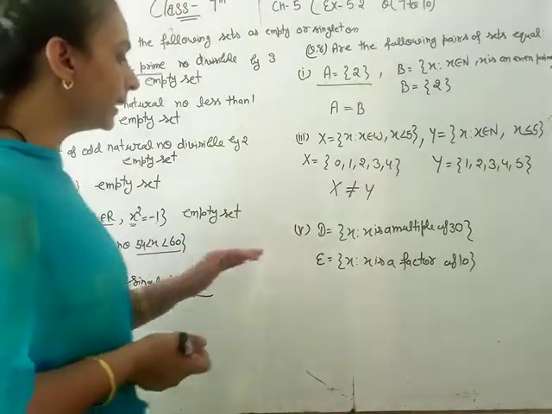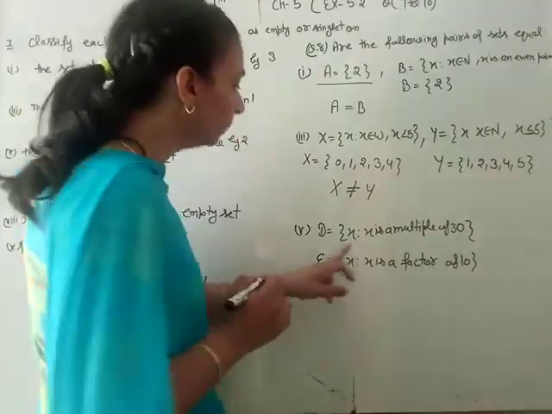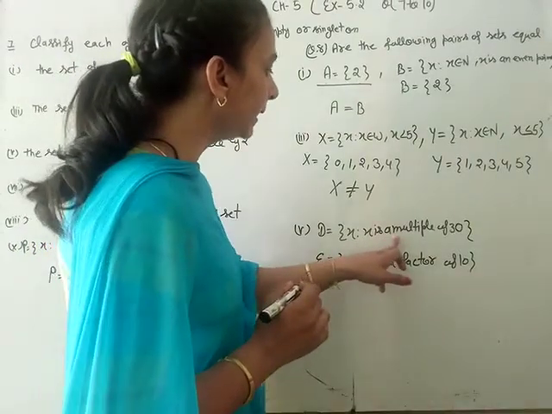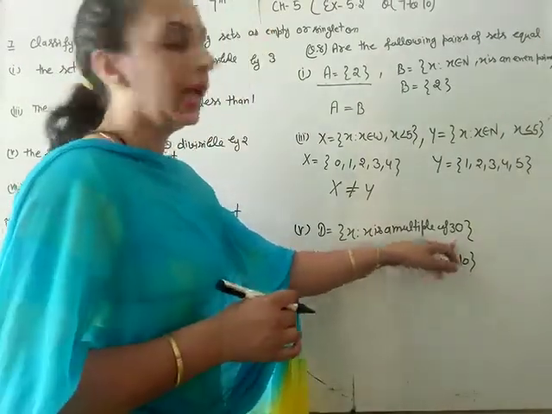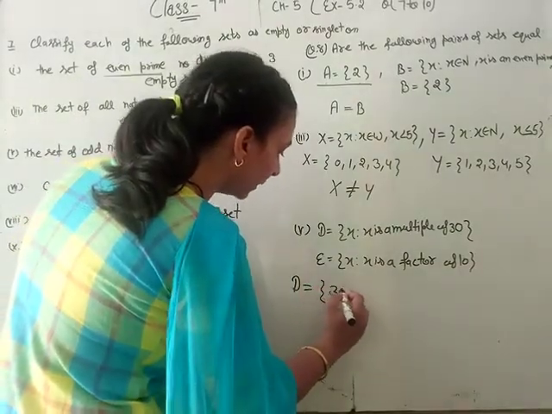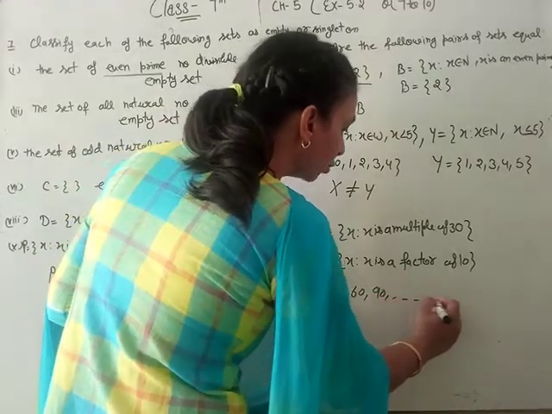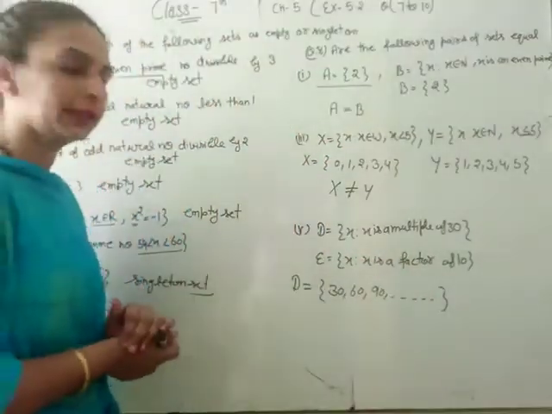Next is part number 5th. Set D equal to X, X is a multiple of 30. X in this set, all multiples of 30. All multiples of 30 means 30, 60, next 90, and so many. These are the multiples of 30.